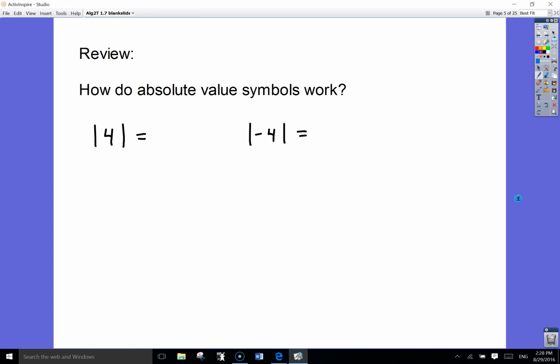Okay, another review. How do absolute value symbols work? If you put a positive number in absolute value symbols, what's the result? The answer is it doesn't do anything. The absolute value of 4 is 4. What's the absolute value of -4? The absolute value of -4 is also +4.